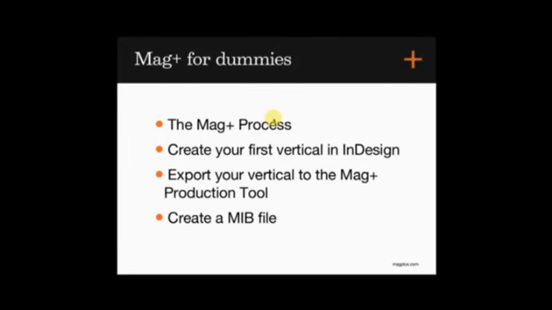Today I'll go through the magplus process, and then I'll go through how to create your first vertical in InDesign, and I'll also explain what a vertical is. And then after this I will show you how to export this vertical to the magplus production tool, and then in the end create a MIB file, which is sort of your final issue that you can then publish in an app.